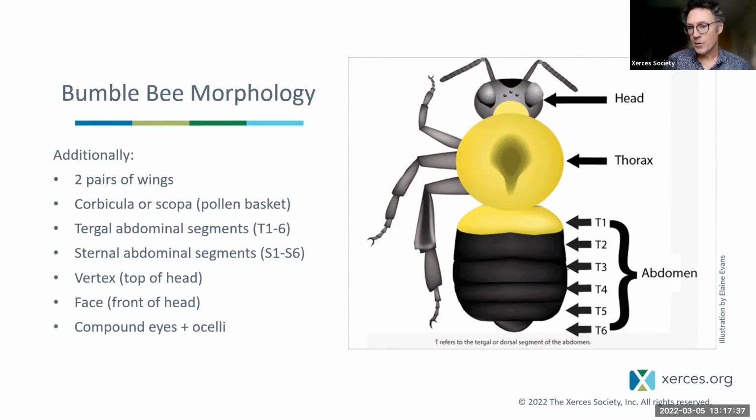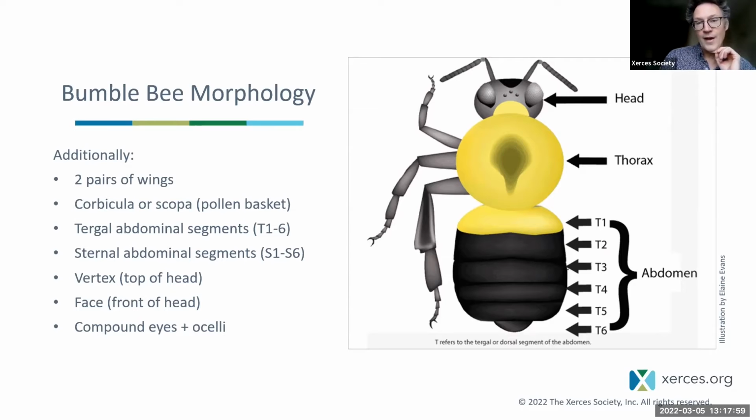And those are also numbers. So we have S1 through S6 for females, S1 through S7 for males, and you will see that in identification materials also. And again, I've mentioned this, but the head comes with two different hair areas that you need to pay attention to. The face, which is in between and around the antennae. And then on the top of the head, that's the vertex.